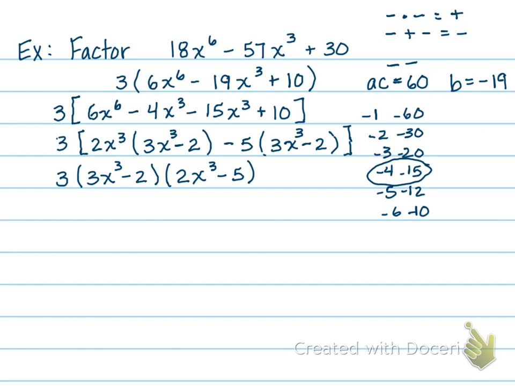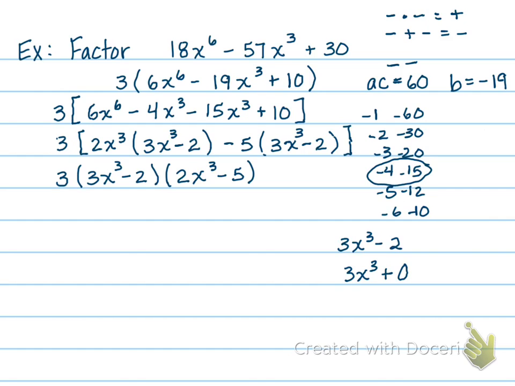So then the last thing we're going to do is check to see if we can factor any further. You can do this over on the side, starting with 3x to the 3rd minus 2. It has 2 terms, so I'm going to put a middle term in. So we have 3x to the 3rd, and then plus 0.